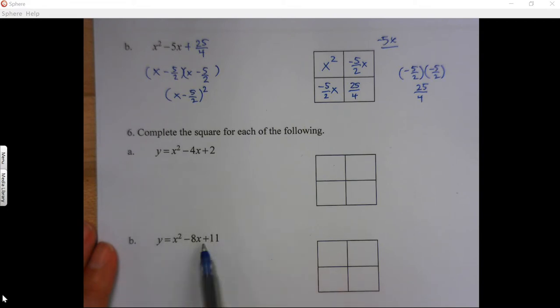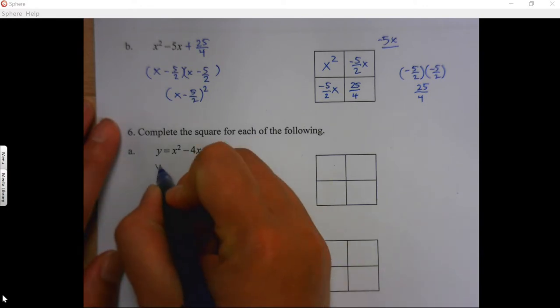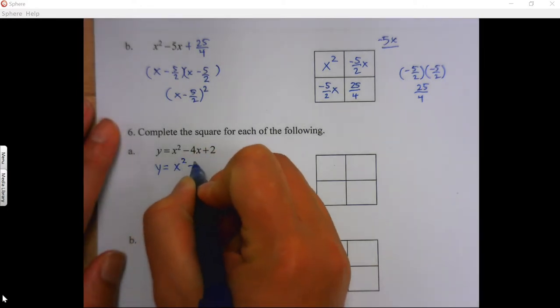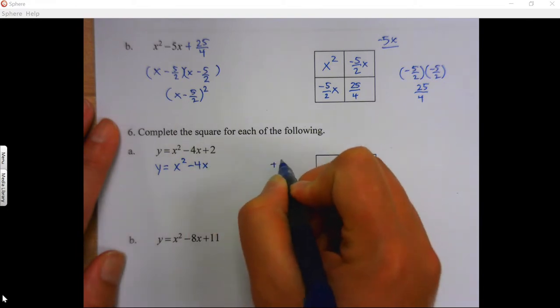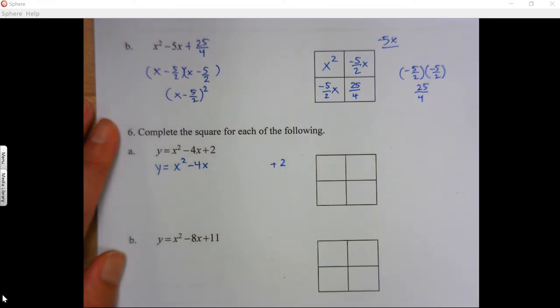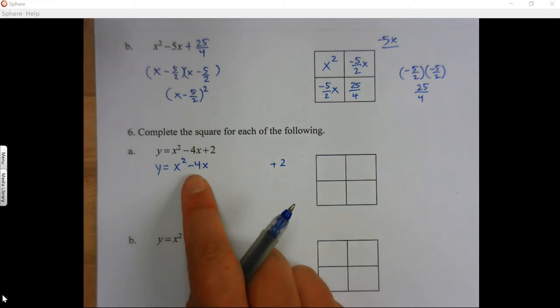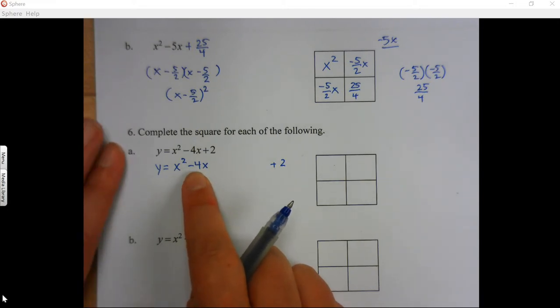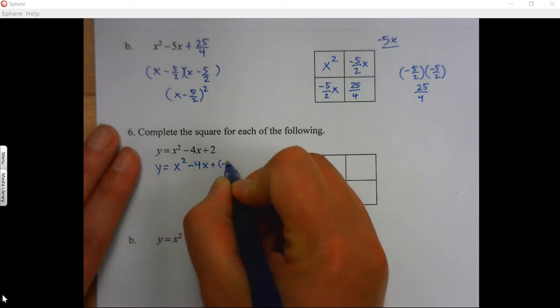We have the c value that's not helping us factor completely, so I have to do the work. So for completing the square, I'm going to start by saying we have x squared and minus 4x. I'm going to move this 2 way over here to the side. This part now becomes the problems that we have done before. I need half of this little guy. So half of negative 4 is a negative 2.